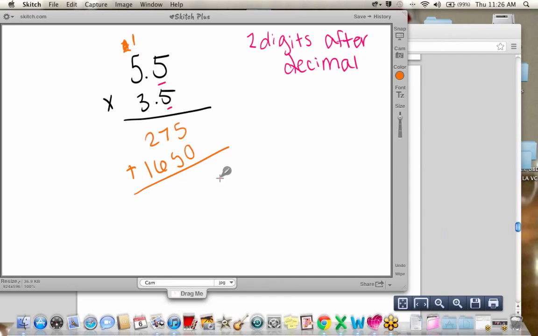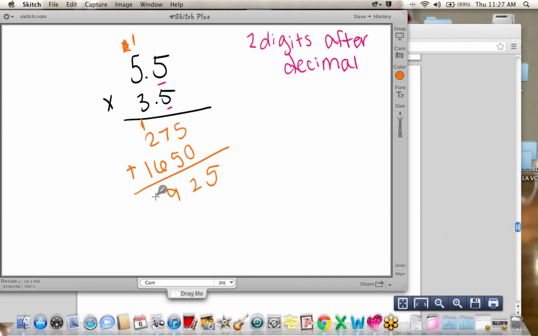Good. So what's 5 plus 0? 5. Sorry. What's 7 plus 5? That is 12. That's okay. Carry my 1. What's 1 plus 2? That's 3, plus 6 is 9. Then put down the 1.